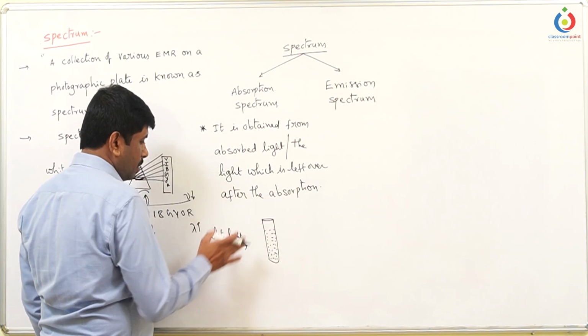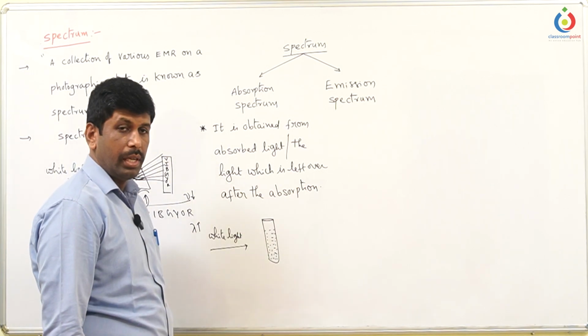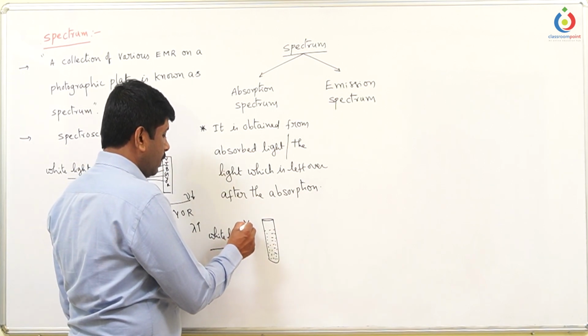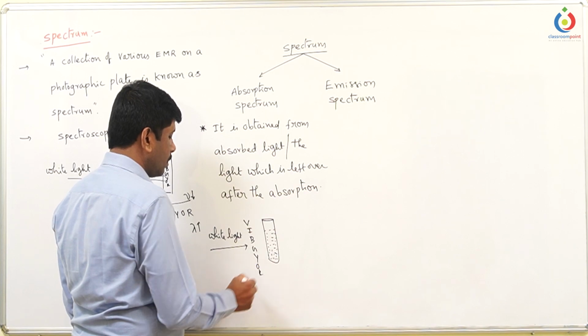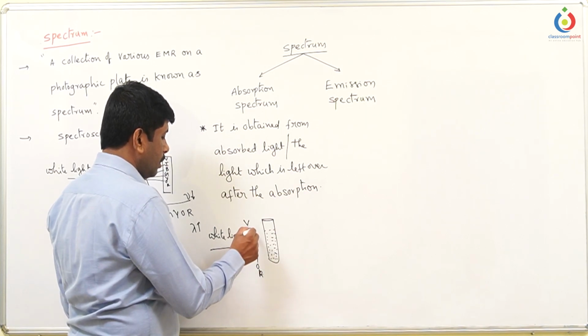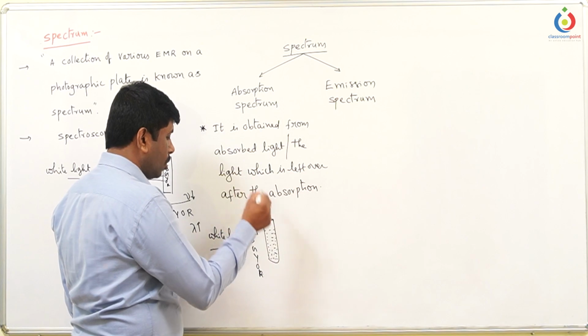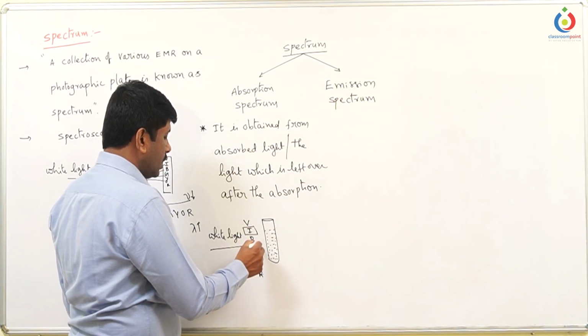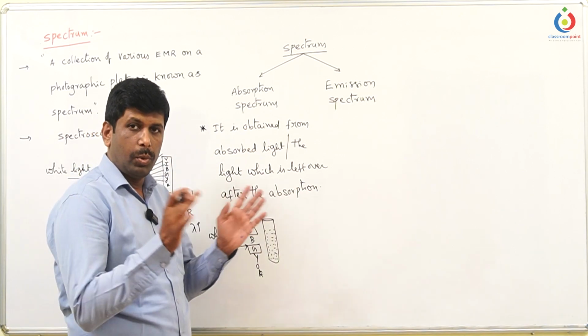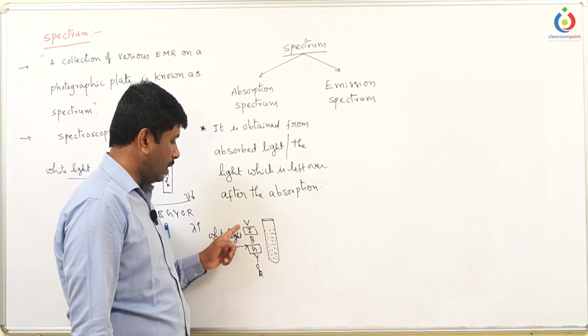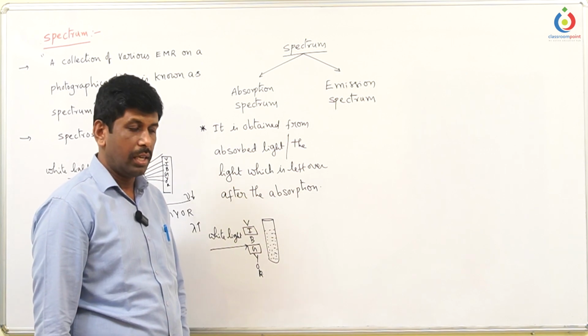So when white light strikes the absorbing material, out of the 7 colors present in the white light, imagine the indigo color has been absorbed by the sample. At the same time, the green color is also absorbed by the sample. That means the sample is removing 2 colors from the white light. They are indigo as well as green.